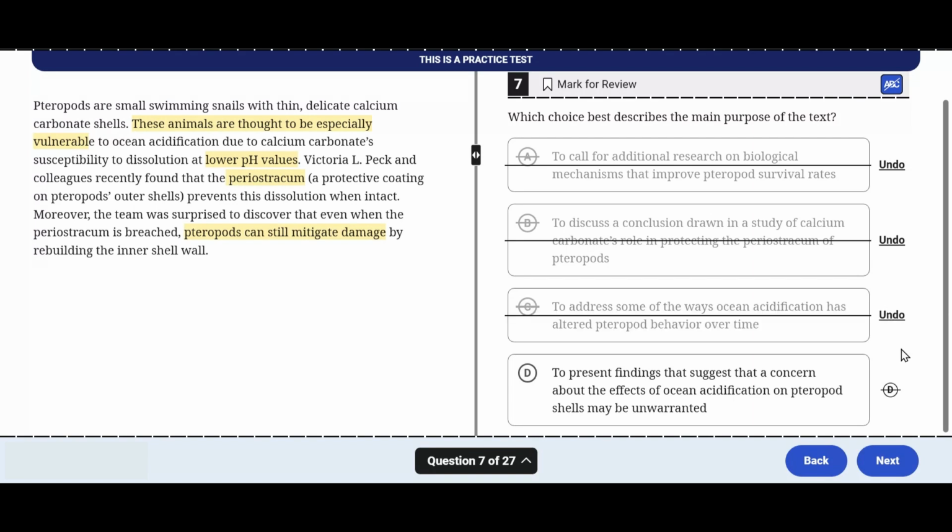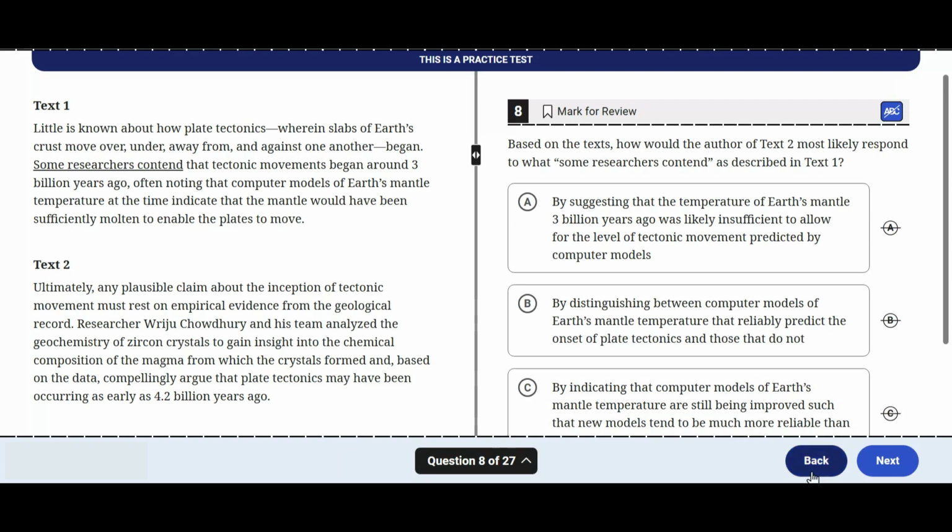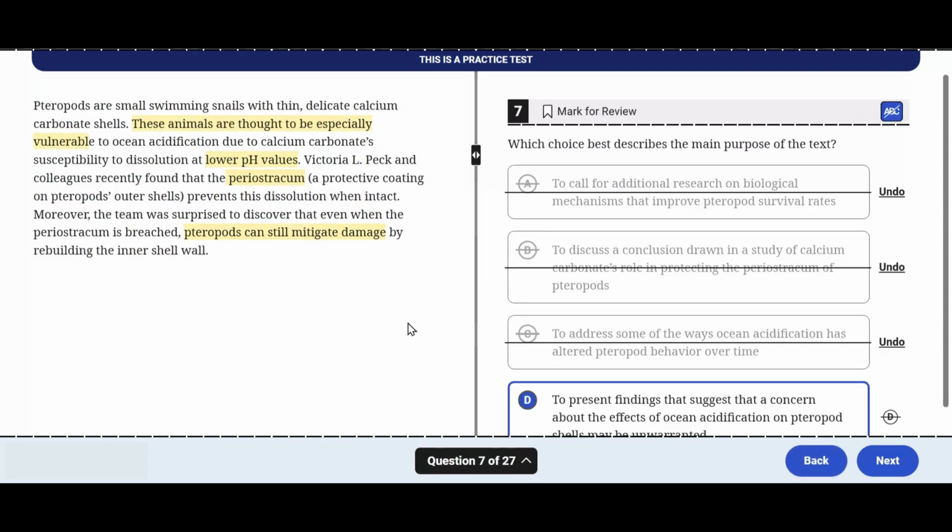It says to present findings that suggest concerns about the effects of ocean acidification on pteropod shells may be unwarranted. Well, this is definitely the case because it's been discovered that there's a second way to mitigate this, because they can end up rebuilding their shell wall. As I was talking about, they have two defense mechanisms, and that's the whole idea of the passage. So that's definitely our answer. I guess that's all for this section. So yeah, that's how you would solve these main purpose problems.